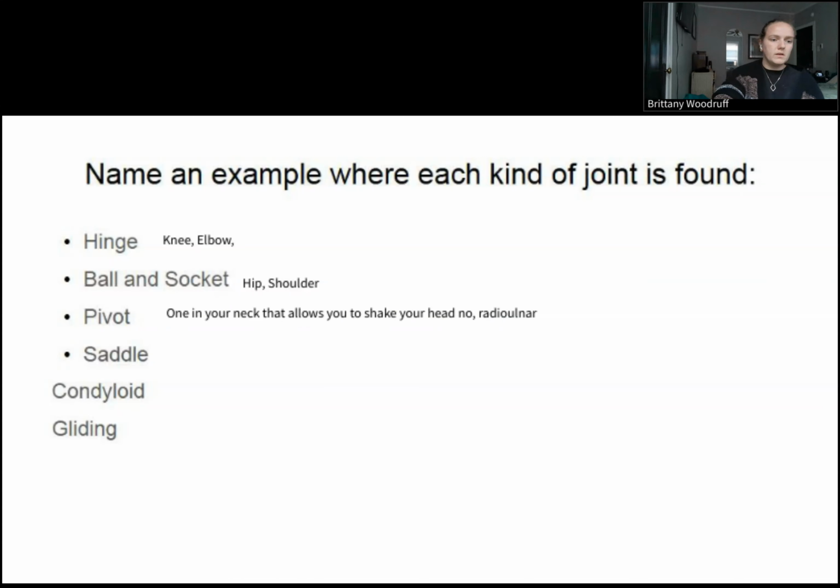Saddle joint, there's only one. It's at the base of your first metacarpal. That's just a really fancy way of saying your thumb. So, base of your thumb. What that joint allows you to do is touch the fingertips of your other fingers. Notice how you can't do that with your other fingers, right? It's because you have one joint down here that allows you to do this.